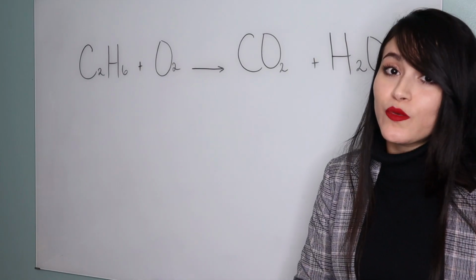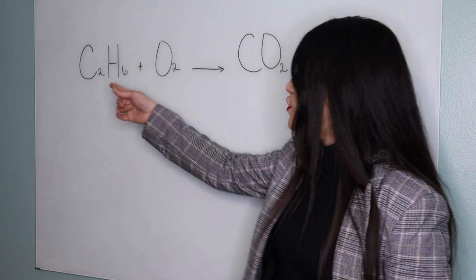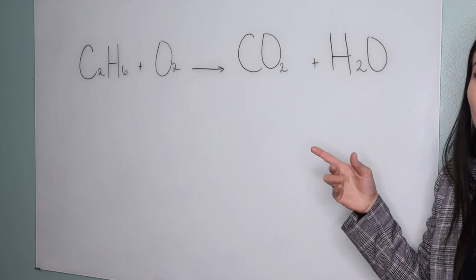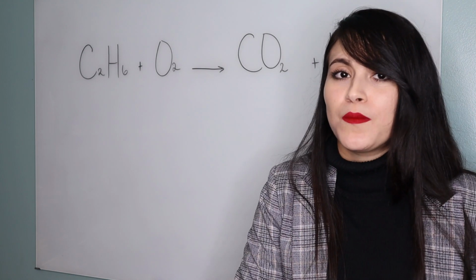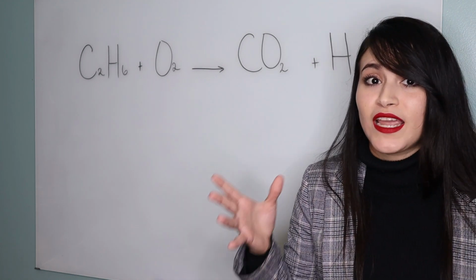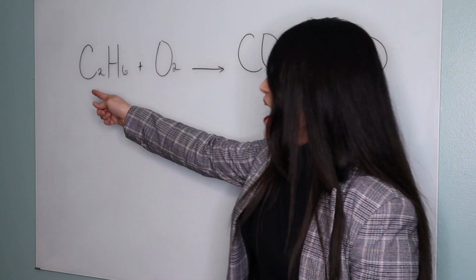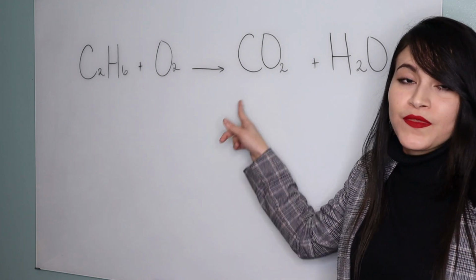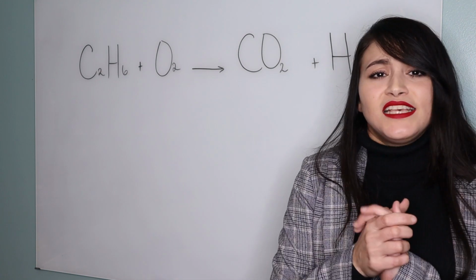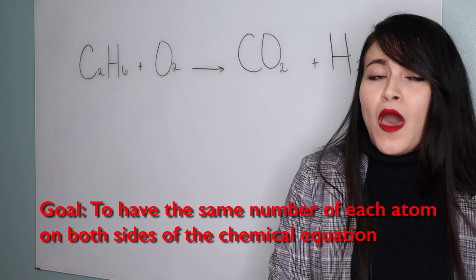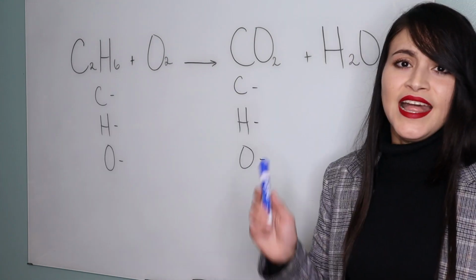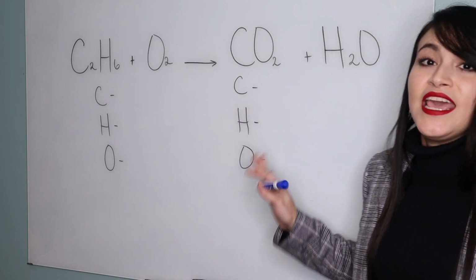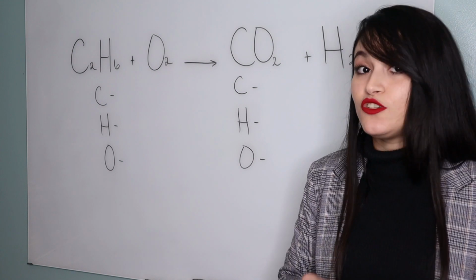So I've written this chemical equation on the board where we have ethane reacting with dioxygen to produce carbon dioxide and water. Now, as you can tell, we do not have the same number of each atom on both sides of the equation. For instance, on the reactant side, we have 2 carbons, whereas on the product side, we only have 1. Our goal when it comes to balancing is to have the same number of each atom on both sides of the equation. The very first thing that I did was to write each element down on the reactant and product side in a symmetrical way so that it's easier for me to keep track.